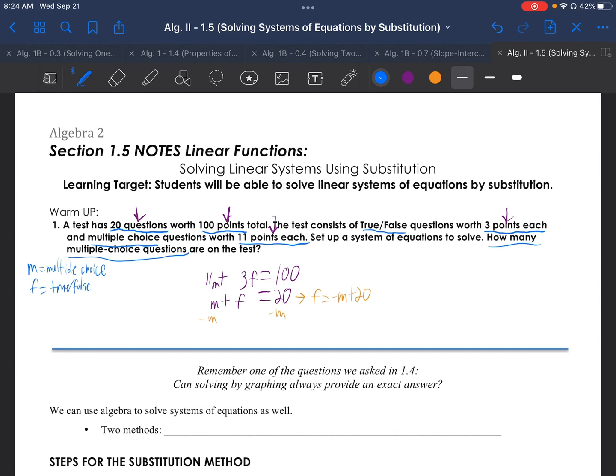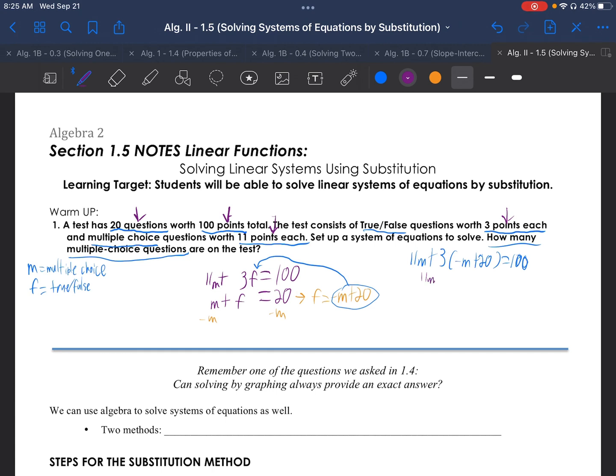So now, since f is equal to that, it's the same thing as that. So I'm going to take all of this and plug it in, not for m, but for f, in the other equation. And that'll give me 11m plus 3 times my new f, which is negative m plus 20. And that'll equal 100 to finish off the equation. And now this is an equation we can solve.